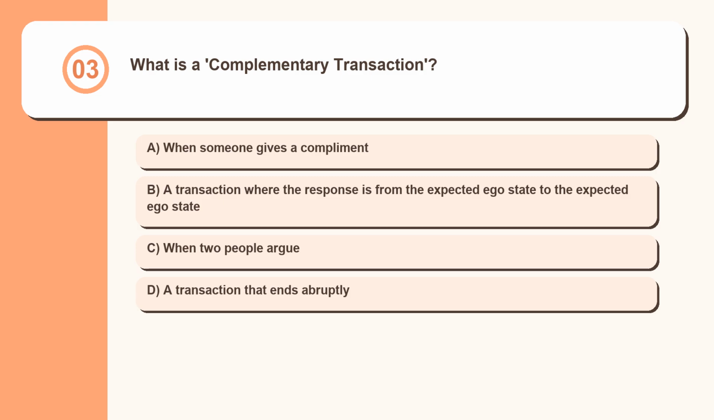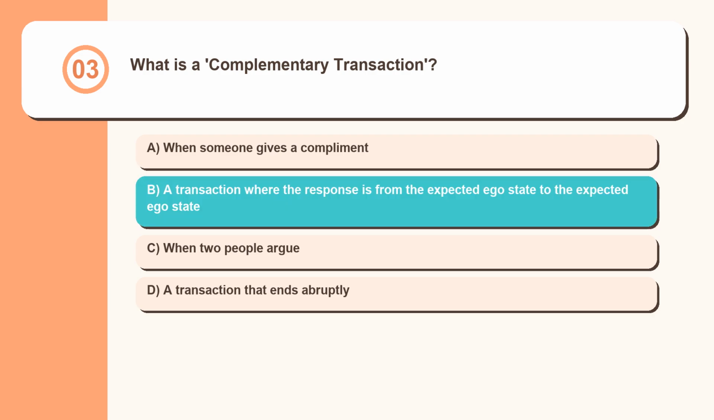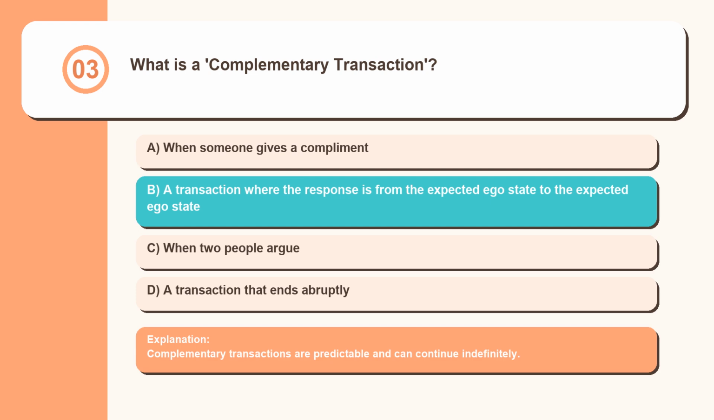Question 3. What is a complementary transaction? When someone gives a compliment; a transaction where the response is from the expected ego state to the expected ego state; when two people argue; a transaction that ends abruptly. Complementary transactions are predictable and can continue indefinitely.